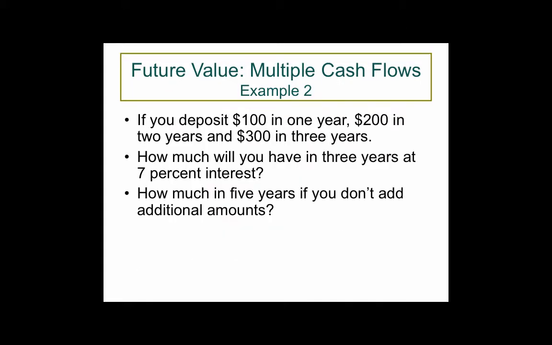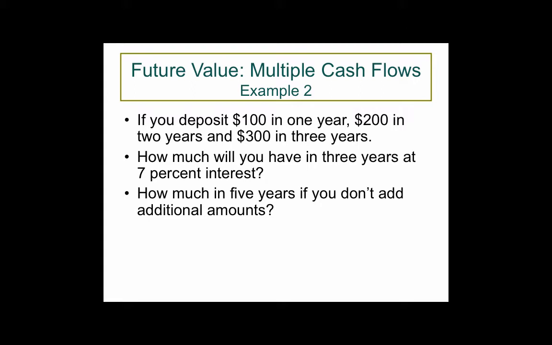So let's take a look at another example. If you deposit $100 in 1 year, $200 in 2 years, and $300 in 3 years, how much will you have in 3 years at 7% interest? How much in 5 years if you don't add additional amounts? Okay, so we can do this in a very similar way as we did last time with the formulas, but let's add a little bit of a twist.